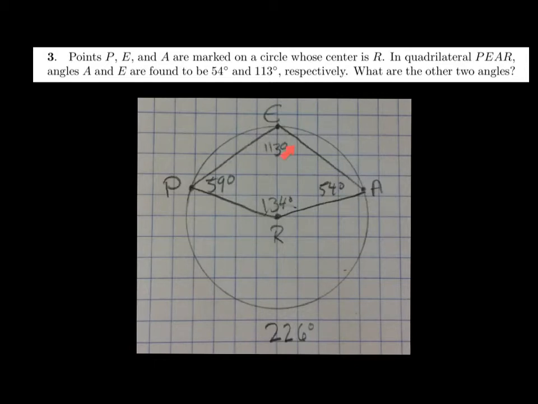Alright, so since this angle right here is 113, since it's an inscribed angle, we know that this arc is 226. And if you subtract 226 from 360, you get 134, which gives you that angle right there, because it's equal to that arc right there. And then after that, since we are given angle 54, you take the sum of this angle and this angle, subtract it from 360, and you get 59 degrees.